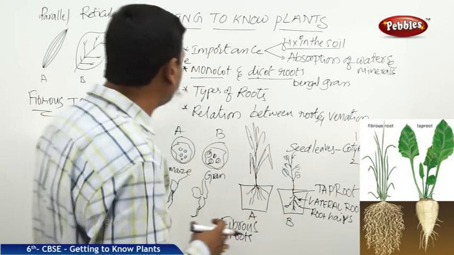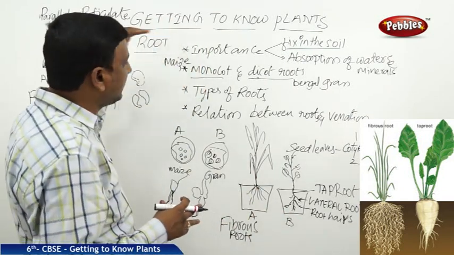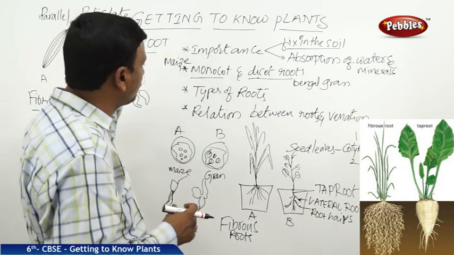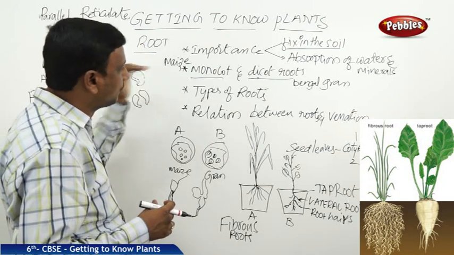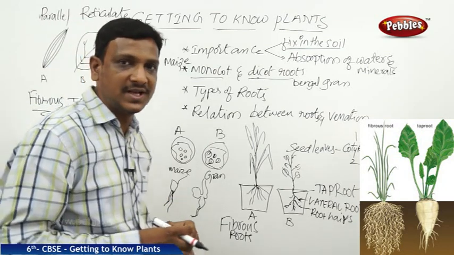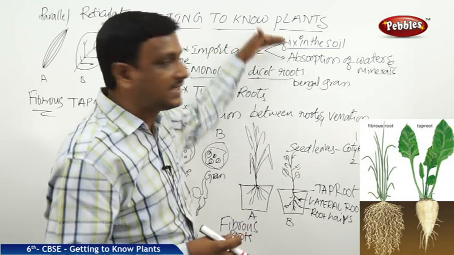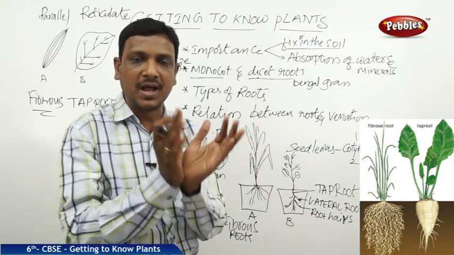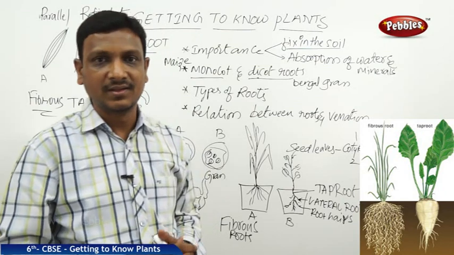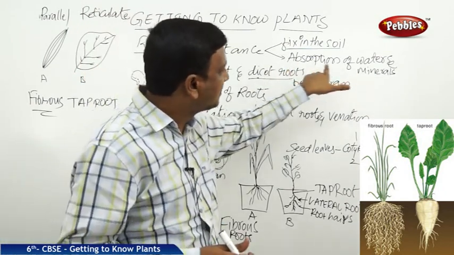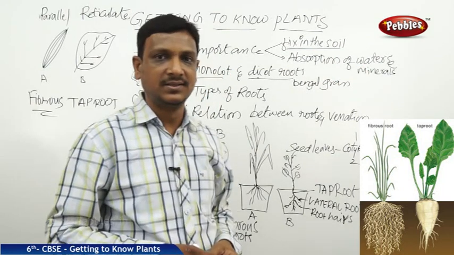Now we realized the importance. So here three things we have studied about the root in this particular lesson, that is the importance of root, types of roots, and relation between roots and venation. Okay. So in the importance we have seen that the root helps the plant to fix in the soil. That is one function. The second function is it helps in the absorption of water and minerals.